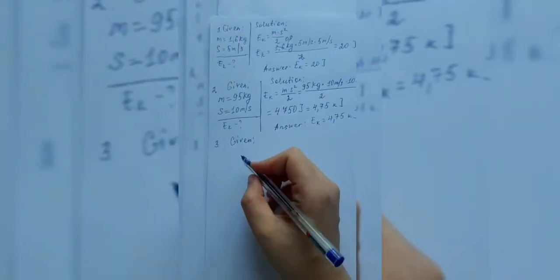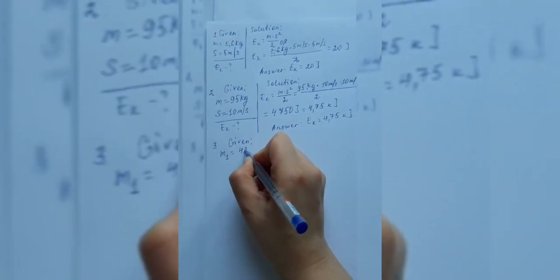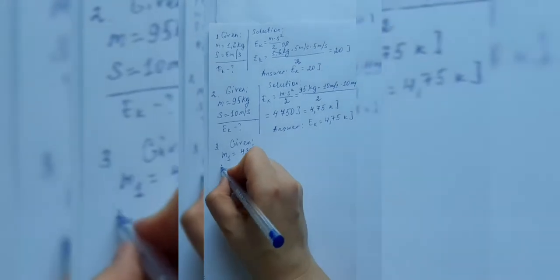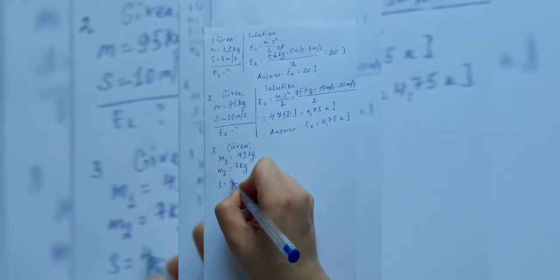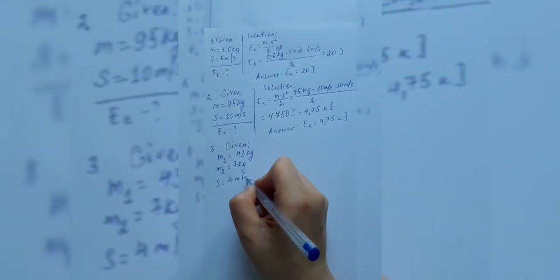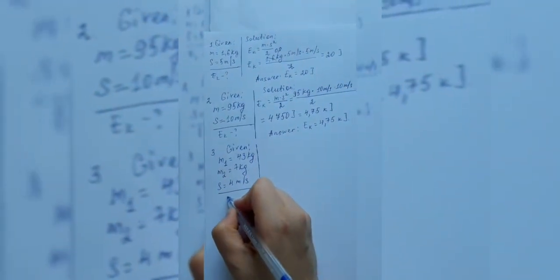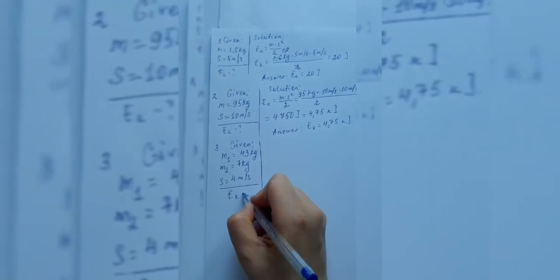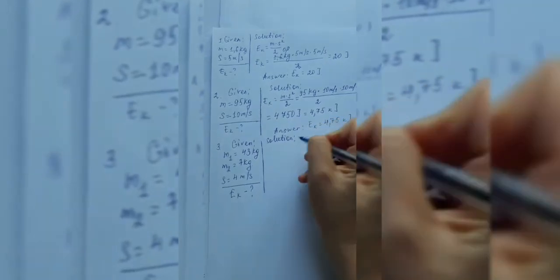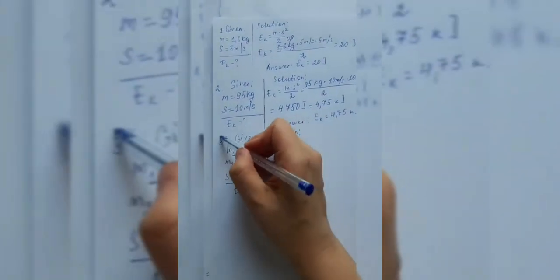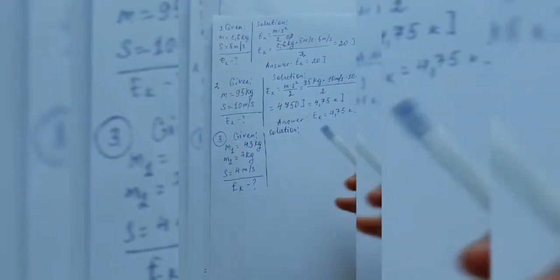And the next problem, dear students, given for us mass of cyclist 43 kilogram, mass of bicycle 7 kilogram, speed is equal to 4 meter divided second. You must find kinetic energy. Solution.